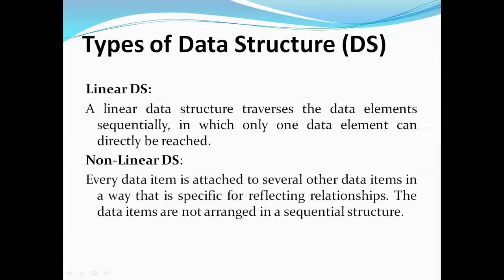Types of data structures: linear and non-linear. Again, a linear data structure traverses data elements sequentially, first, second, third, fourth, in which only one data element can be directly reached, whereas in non-linear data structures every data item is attached to several other data items in a way that is specific for reflecting the relationship. For example, in a tree, one root has multiple branches, so to which branch we have to move next is known as non-linear. There is no such pattern over there.